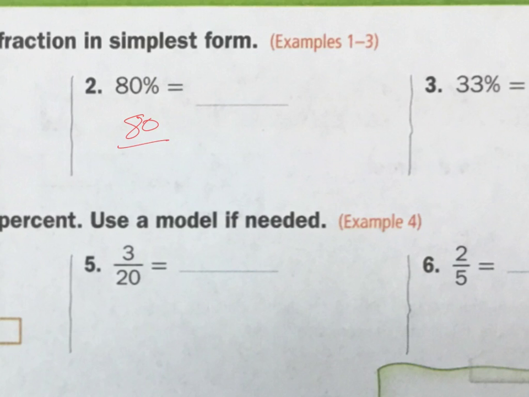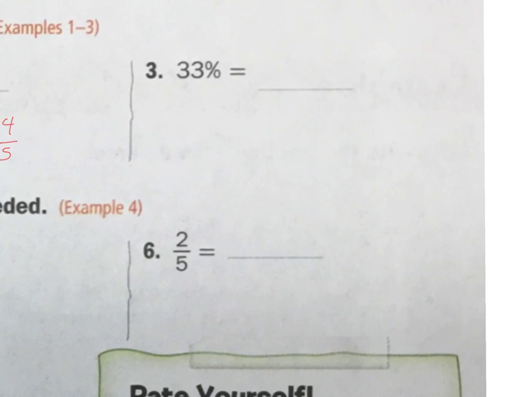Okay? So 80. 80 over 100. Now I could divide it by 10, which means I get rid of this 0 and this 0. So now I'm at 8/10. I'm going to divide it in half. Divide by 2. So I get 4/5. Can't go any simpler. My answer is 4/5. 80% equals 4/5.